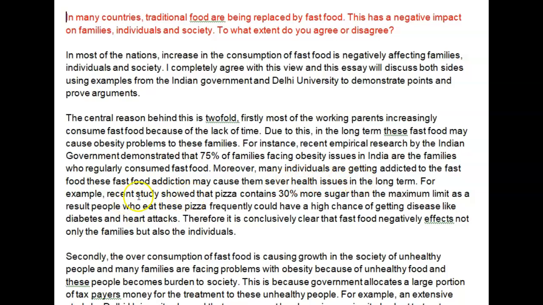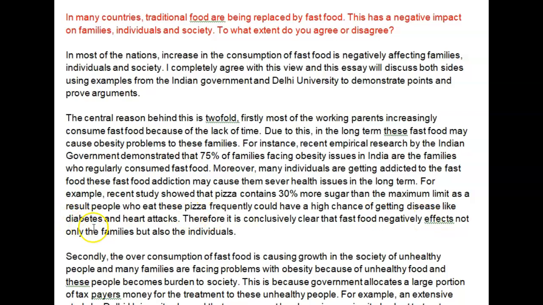For example, a recent study showed that pizza contains 30% more sugar than the maximum limit, as a result, people who eat this pizza frequently could have a higher chance of getting diseases like diabetes and heart attacks. Therefore, it's clear that fast food negatively affects not only the families, but also the individuals.